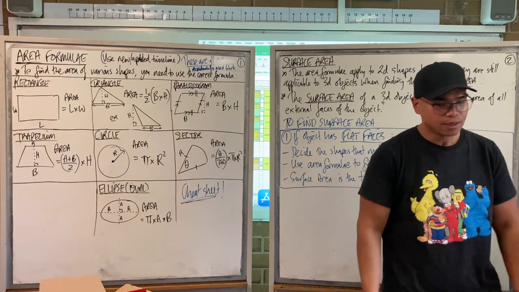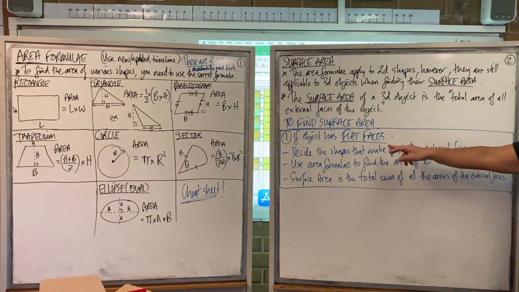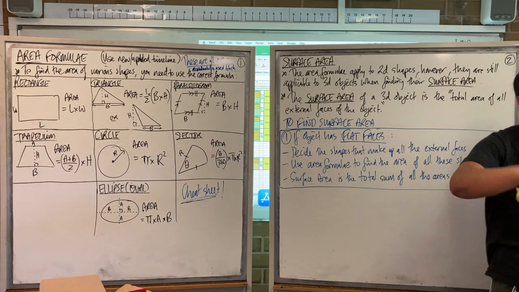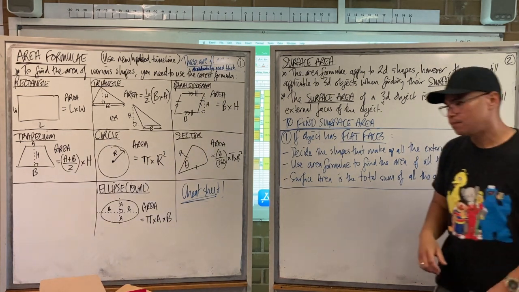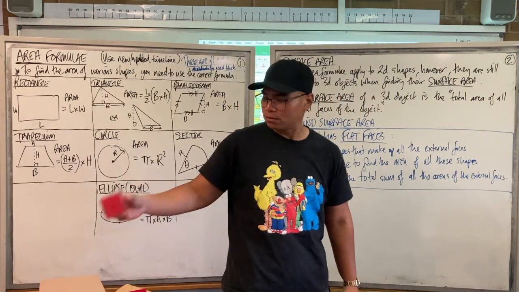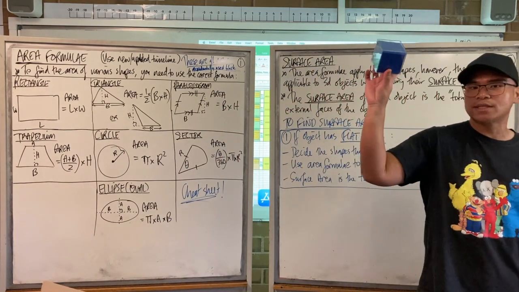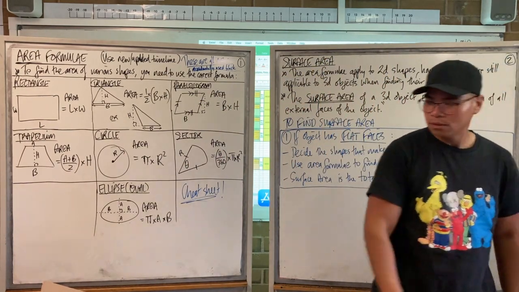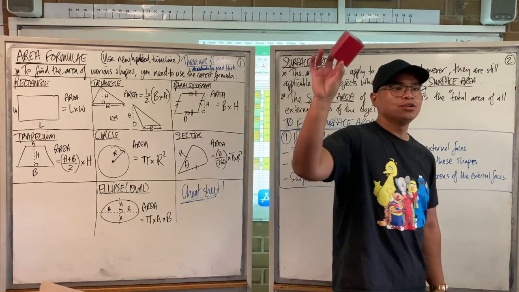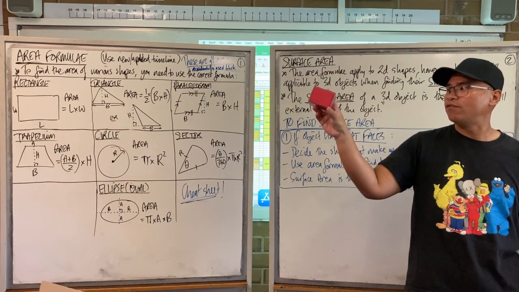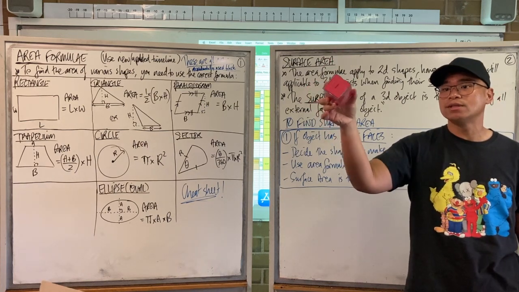So, how do you find the surface area of anything with flat faces? Decide the shapes that make up the outside. Use the area formula to find the area of all the shapes. Surface area is the total, so add them all together. Okay? This as well. What's special about a cube? They're all square. How many of these squares are there in a cube? 6. This has flat faces too, but what's different about this compared to a cube? One side longer, so you're going to have 4 rectangles and 2 squares in the end.